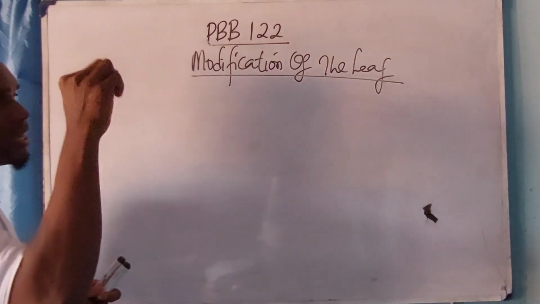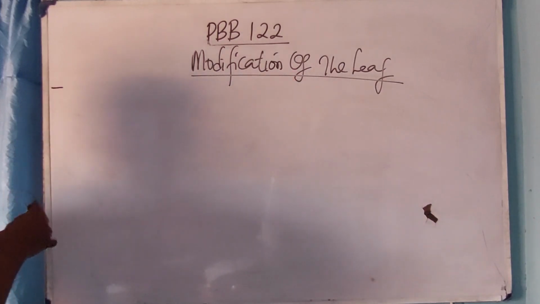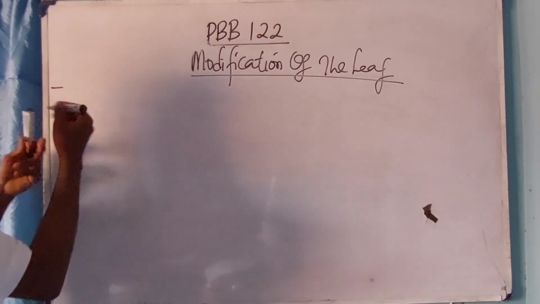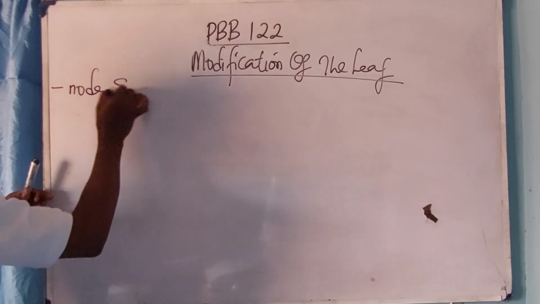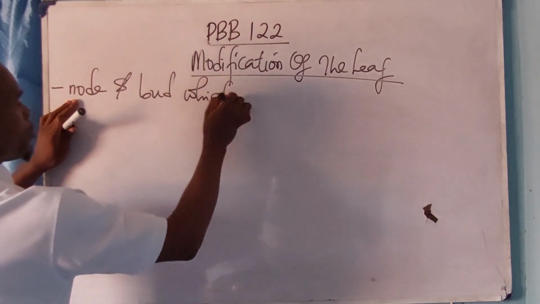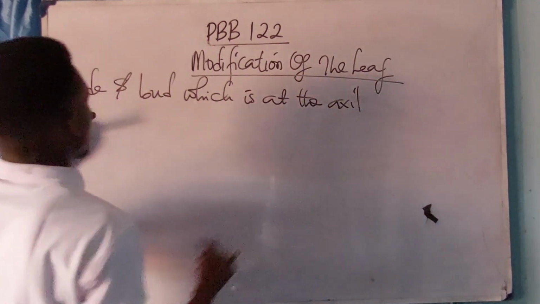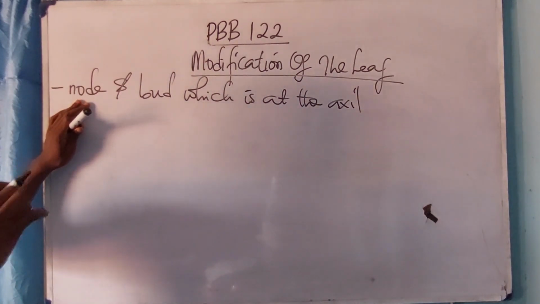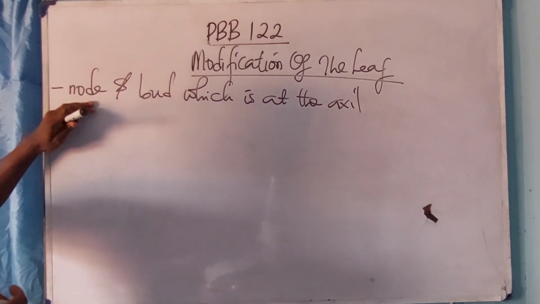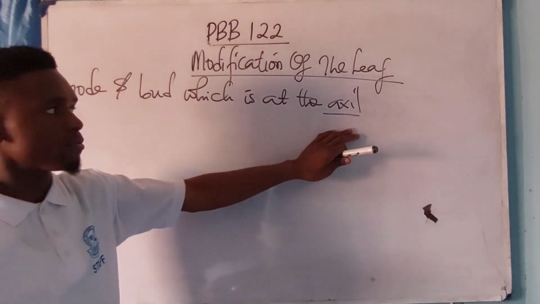And again, please, a major characteristic of the leaf is that any leaf at all originates or emanates from a node. And it possesses a bud which is at the axil. Now, I said a major feature of any leaf is that the leaf must emanate from the node, and the bud must emanate from the axil. The bud must be at the axil of the plant.